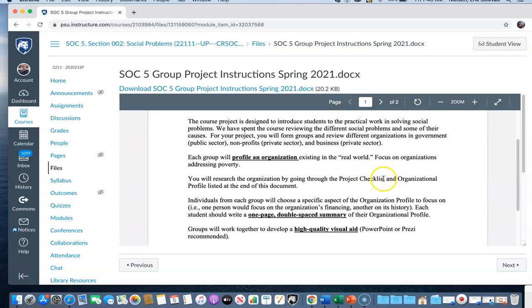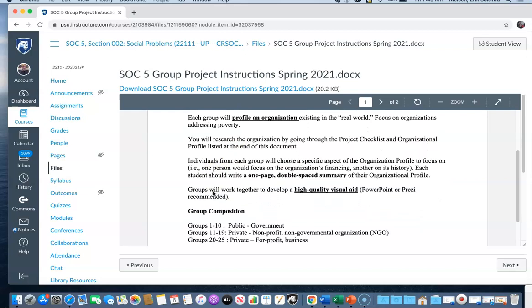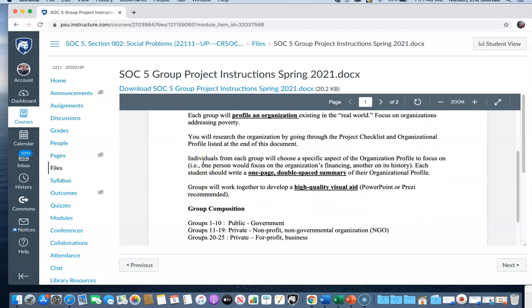I've got a project checklist that you'll go over, then an organizational profile that will help guide you. So each person from the group should choose a specific aspect of the organization profile to focus on, which I'll go over in a moment, such as, say, the financing or the history of the organization. And each student will write a one-page double-spaced summary of the organization profile. Very basic, does not need to be in-depth necessarily. And then groups will work together to develop a PowerPoint.